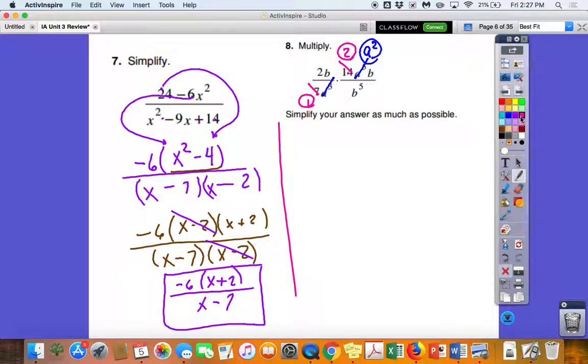All right, now when I do my B's, I've got 1 up top. There's another one up top, so I have a total of 2 in the top. With the 5 in the bottom, they're going to reduce.